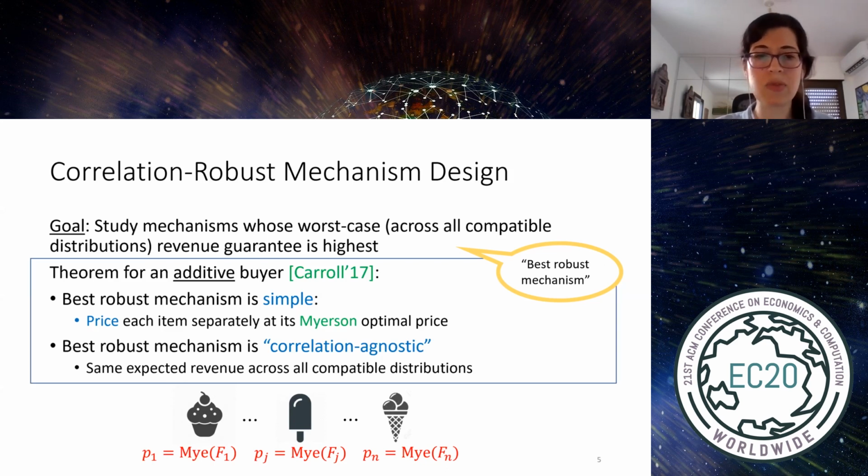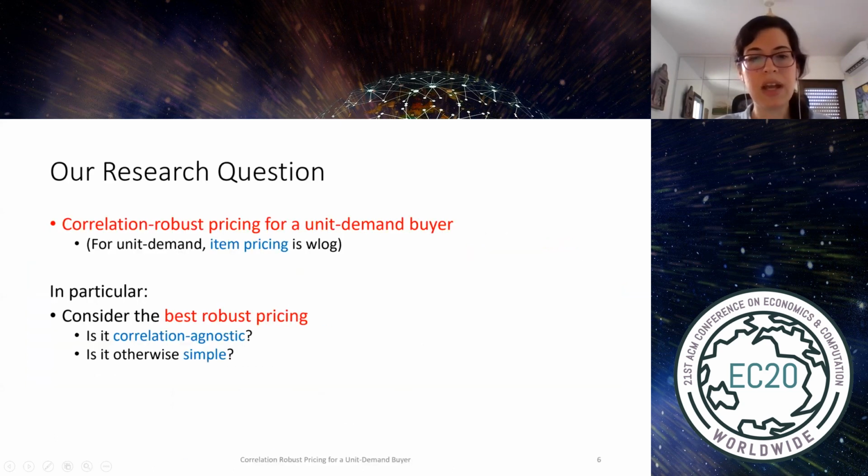In fact, the best robust mechanism is correlation agnostic, meaning that it has the same expected revenue across all compatible distributions, across all correlations. And this kind of makes sense because the correlation is worst case. It's chosen worst case. So if there's something you don't know, and if you're sensitive to it, it's going to be used against you. You might as well be agnostic to it.